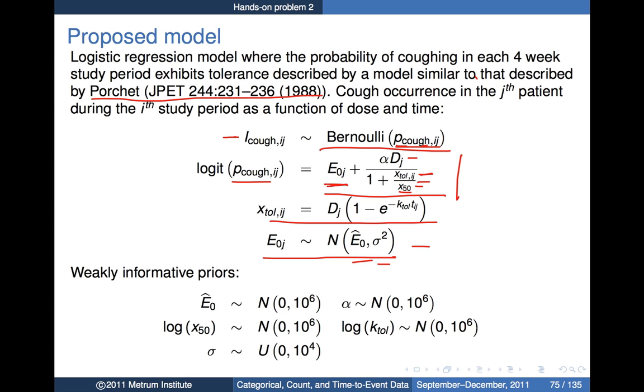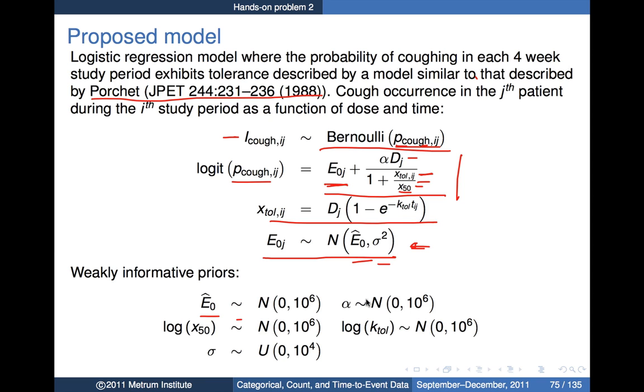And so unless you get a whole lot of it within each individual, it's really hard to estimate multiple individual-specific effects in here. Okay, but we're going to incorporate that one random effect on our baseline. I suggested some weakly informative priors here. So we've got mostly some fairly flat priors on things.